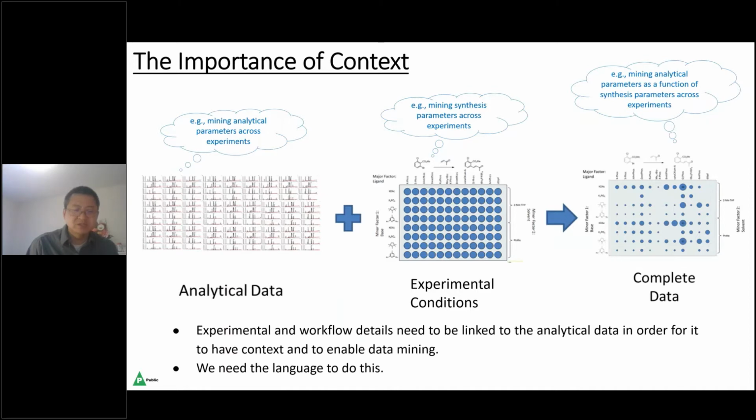And then why the context is important. Now we have a lot of analytical data, but if you only have data, it may not be enough. It's incomplete because the data has to be bound with experimental conditions and workflow details. And then you combine them and make sure they are seamlessly bound, not only for humans to understand, but also for computers to understand. Now we can see it's complete data. And we need some language to do so, and then we propose ontology can be such a language.